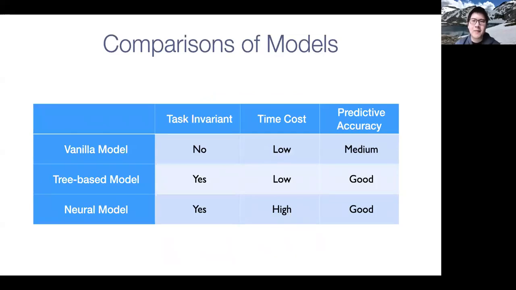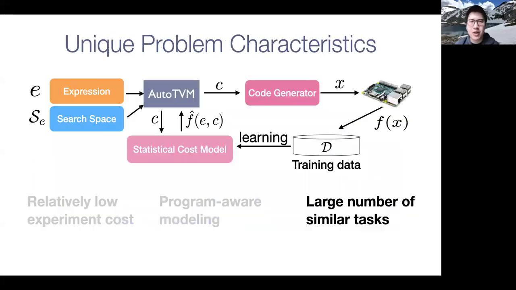So another interesting perspective about the cost model is the task invariance, and that's very important. Sorry, there's a question from the class. Go ahead. Sorry, I have a quick question. You mean you need to run the generated code on this hardware machine, and then you collect the time cost? That's correct. Yeah. Oh, okay.